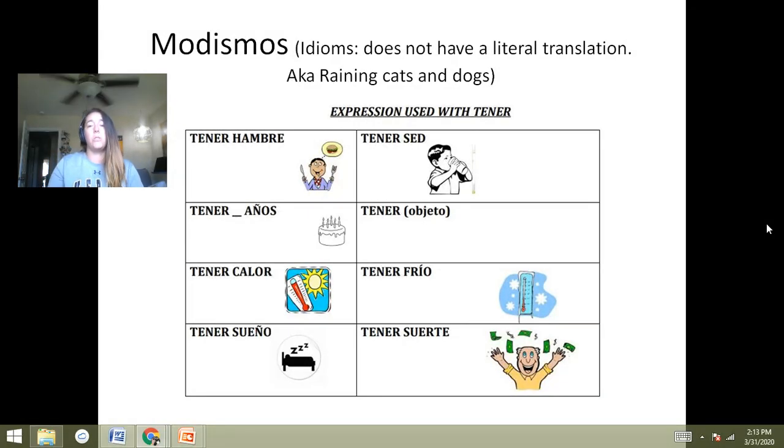Tener suerte is to have luck. If I wanted to say, tú tienes suerte, you have luck, or you are lucky. So, tú tienes suerte.